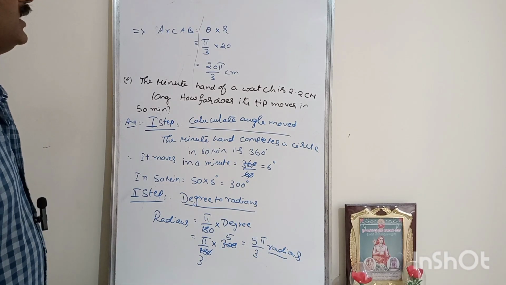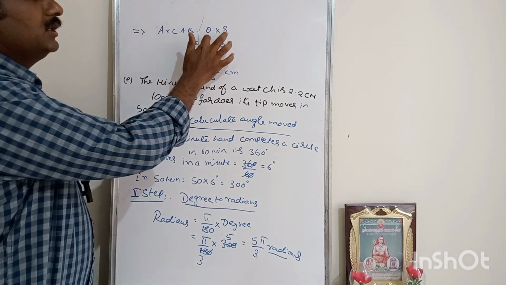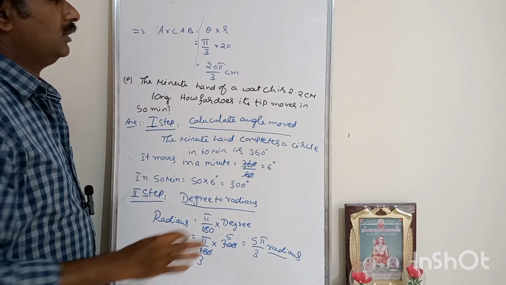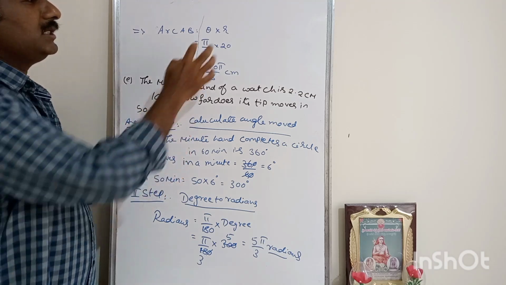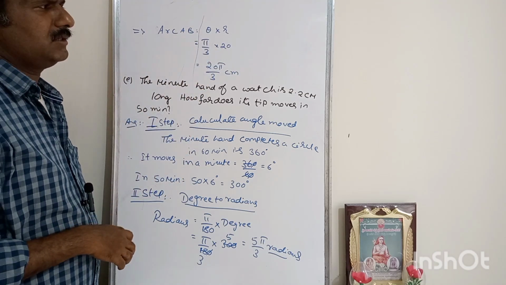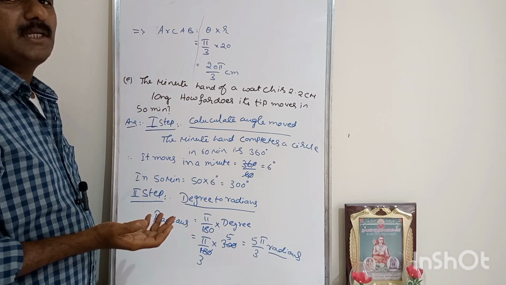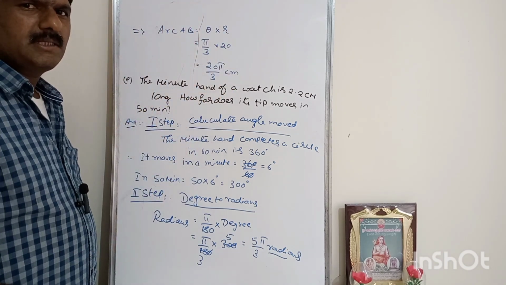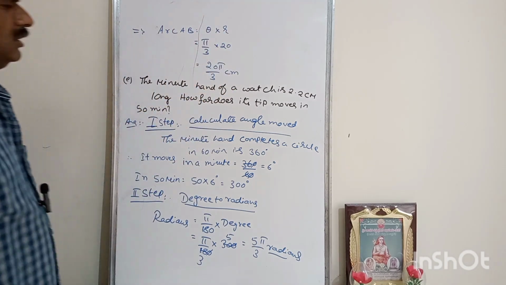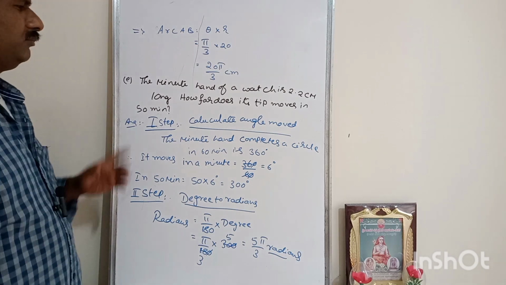Continuing the problem, we get arc AB is equal to theta into r. Theta is already known, that is pi by 3 radians. Then r is also given, that is 20. Therefore, arc AB is 20 pi by 3 centimeters. Coming back to the fifth problem.